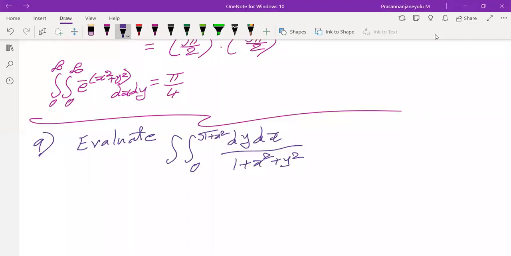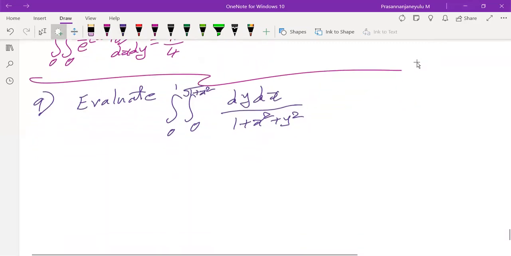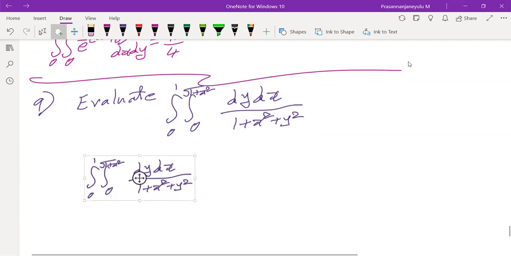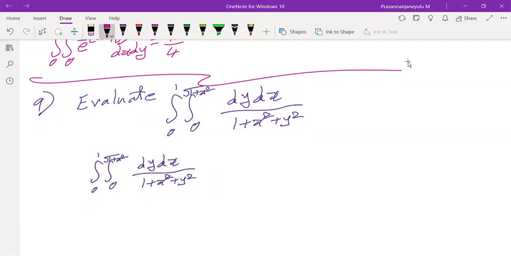They're asking to evaluate the double integration of dy dx by 1 plus x square plus y square. Limits on interior integration are 0 to root of 1 plus x square, and limits on exterior integration are 0 to 1. In this case, what do we have to do? What are the limits provided on integration? Are all the 4 limits constants? Yes or no? No, all the 4 limits are not constants.